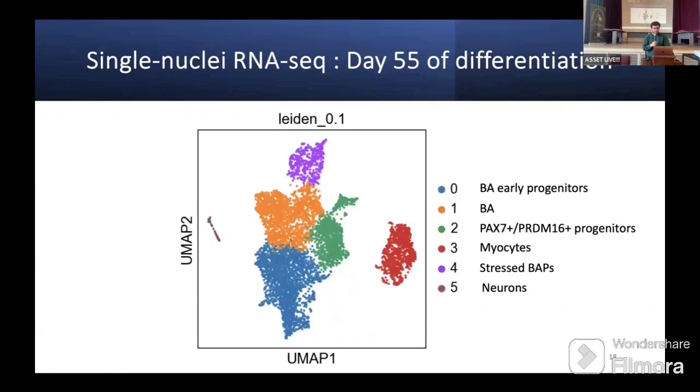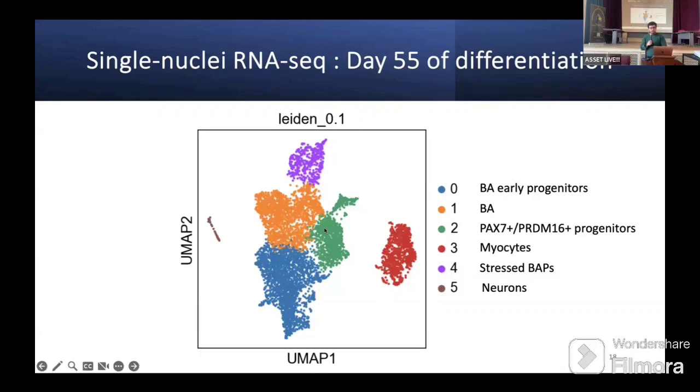So we go a bit further, day 55. At day 55, we can see that the cells are more and more mature. We have here in green the cluster number 2, which is composed of PAX7 progenitors, which are very early progenitors, which means that these cells can still give rise to either muscle lineage or brown fat lineage. Then those cells will differentiate into cluster number 0, brown adipocyte early progenitors, mainly characterized by the marker PDGFR-alpha for fibroblast, but also EBF2, GATA6, which are specific to the brown fat lineage.